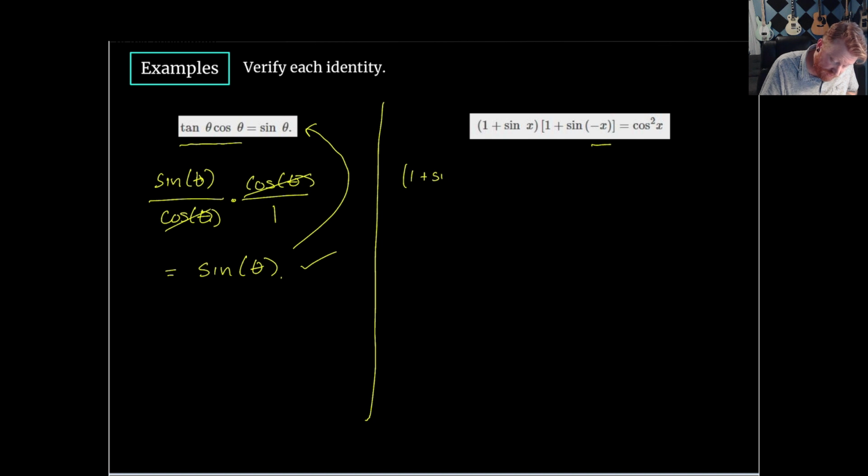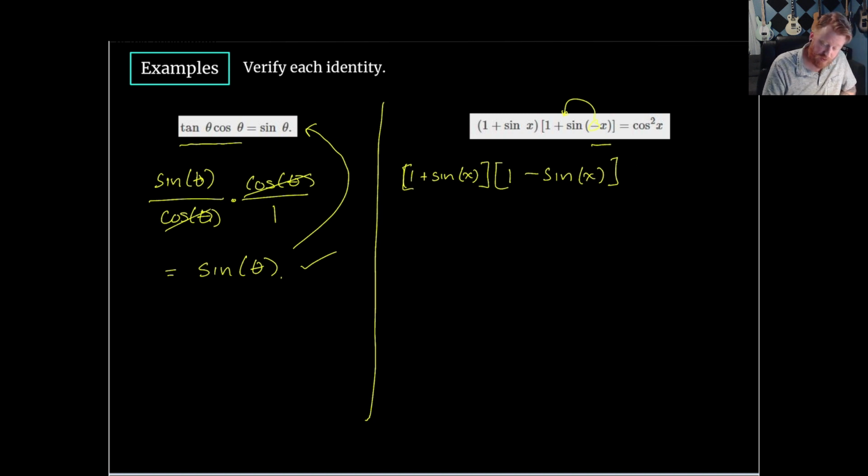We've got 1 plus the sine of x times 1 plus, actually 1 minus, because we're using the odd property of sine to write this as 1 minus sine of x. So taking this negative and plopping it in front of this sine function, we've got plus negative sine, so that gives us minus sine of x here.